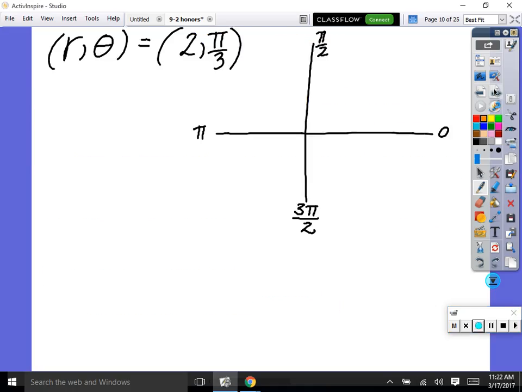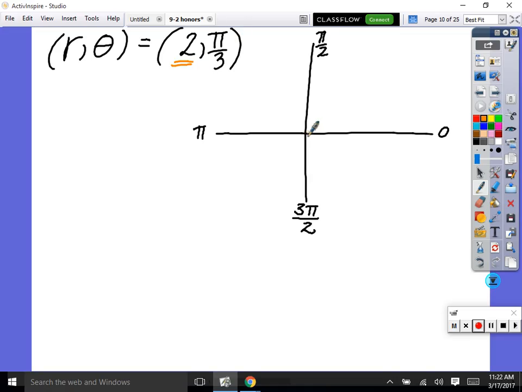So let's just do it. Let's graph this. Here we go. So we're going to graph this polar coordinate, 2, pi thirds. What's important is you graph this backwards. You don't graph 2 first. You graph the angle. So let's go up pi thirds.